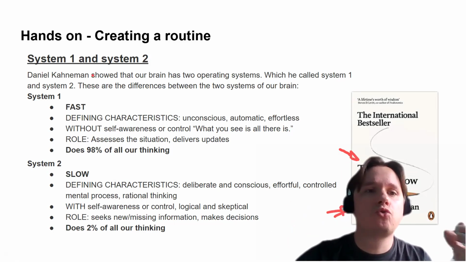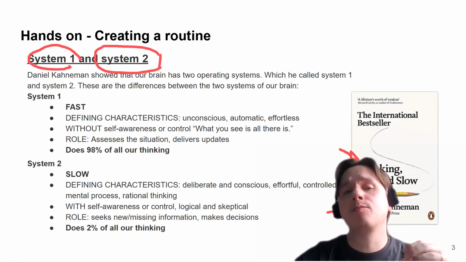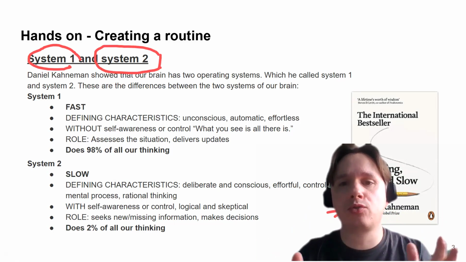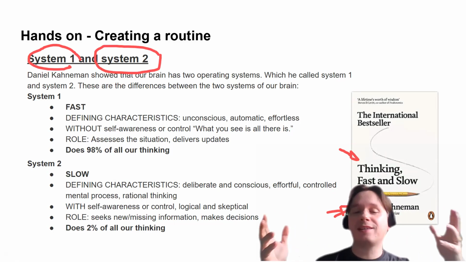We have two systems. One is called System 1, and the other one is called System 2. What's the difference between those two systems? Before saying the difference, why does something like that exist?